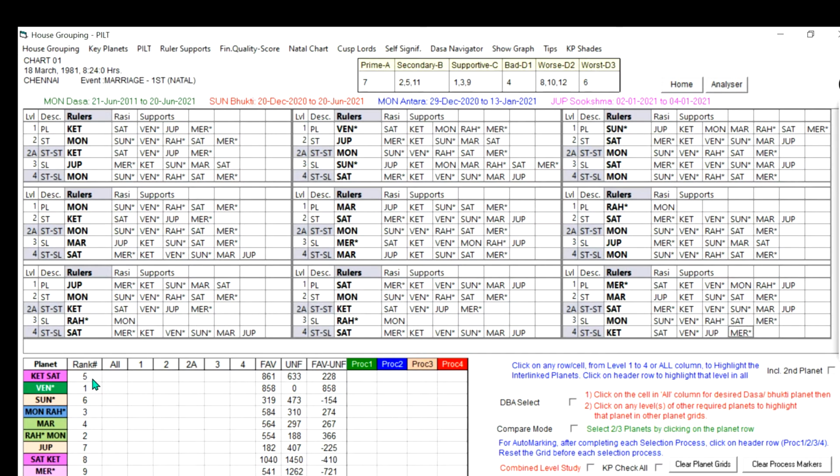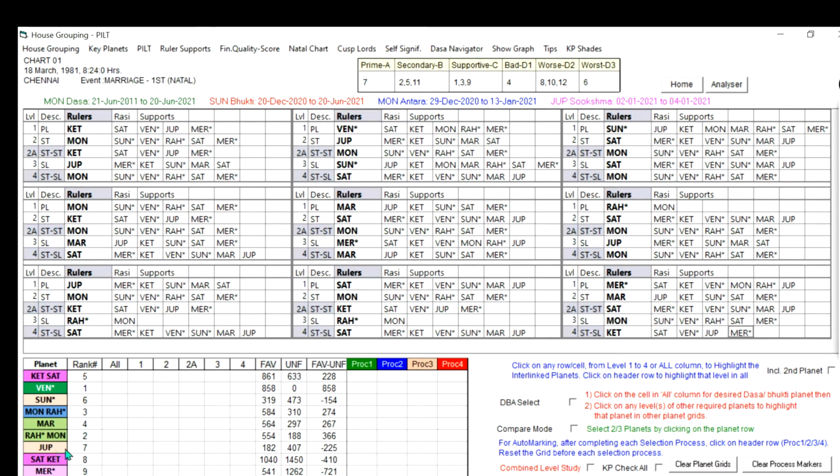But by looking at the house grouping involved, it is better to find their actual strength. Now, you want to check Ketu in all levels, or only the first level, or second level, or 2A level, or third level, or fourth level, whichever level you want to check for each planet. You can do the selection by checking the respective levels here. It will get highlighted. I will show you.